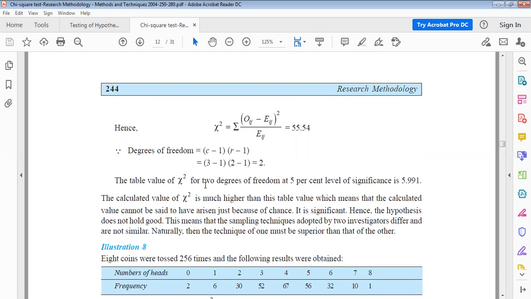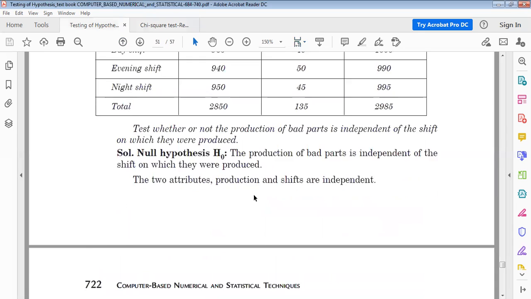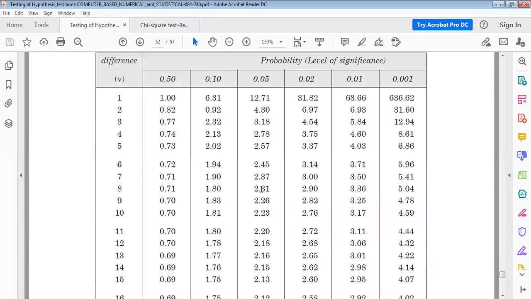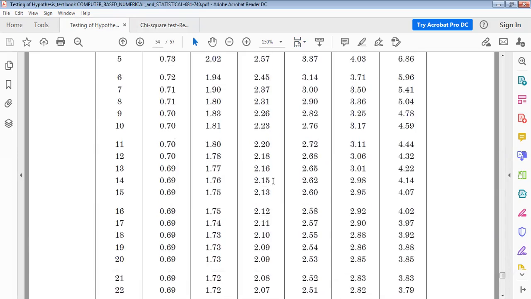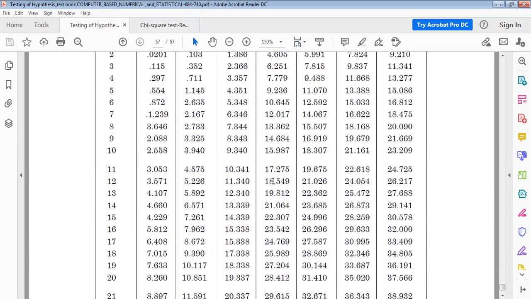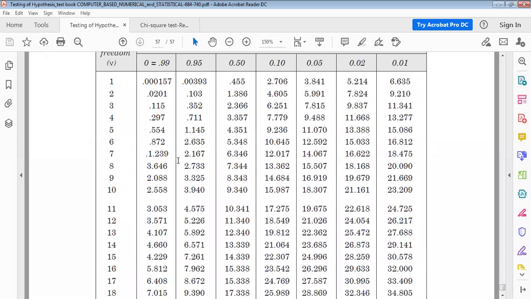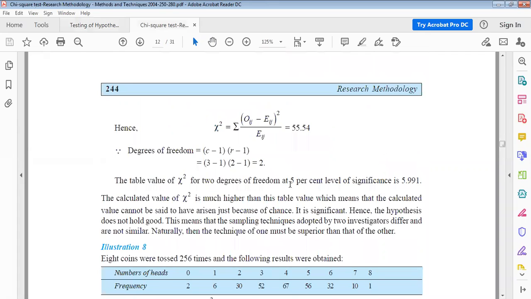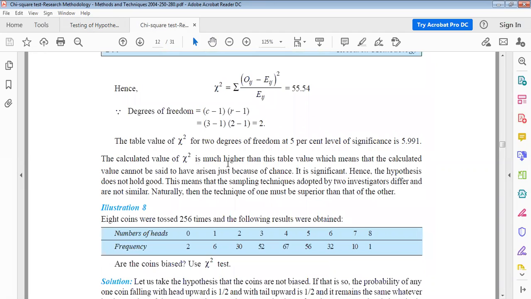Now the table value of chi-square for 2 degrees of freedom at 5% significance level is 5.99. Okay. So table value for the chi-square test for 2 degrees of freedom, what will it be? 5.991. Okay. At 5% significance, 5.991. Understand?